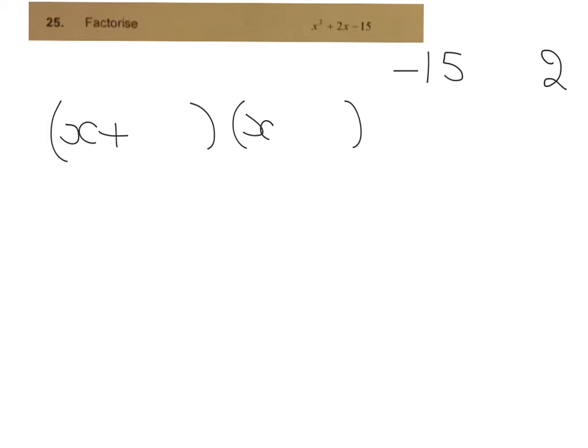So we have factors of minus 15 that have to add together to make a positive 2. So because we've got a negative, that means we know that we're going to have a plus and a minus inside our brackets. So we're going to have x and x, we're going to have a plus and we're going to have a minus. And because also we've got the positive there, we know that the largest factor is going to be positive.